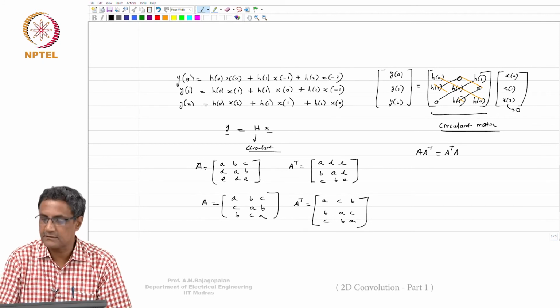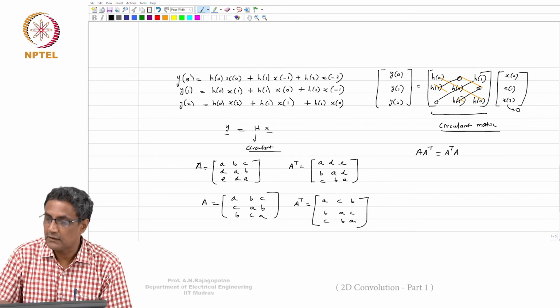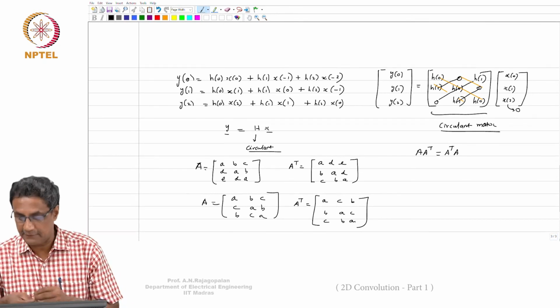Just verify that a circulant matrix is normal. Every circulant matrix is in fact normal. That means it will satisfy this law. And what the implications of this are, we will see later.